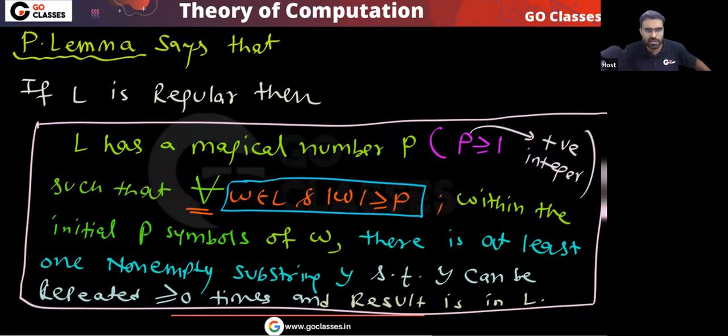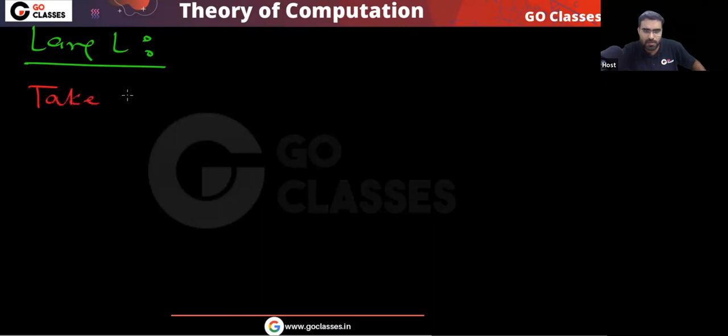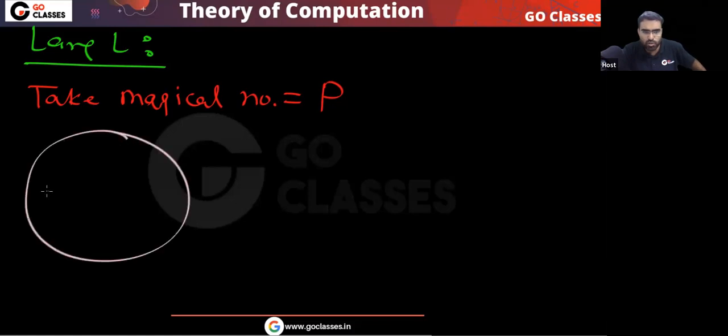I hope this point is clear. So very simple, this is your pumping lemma statement. In this statement, for any language, this is what we need to do. You have a language L. If you take this magical number P, then in this L, which strings do you need to consider?